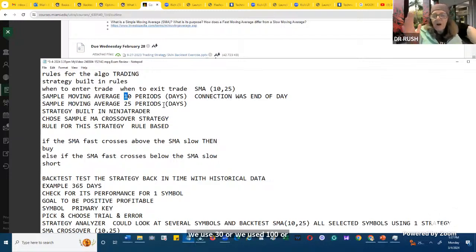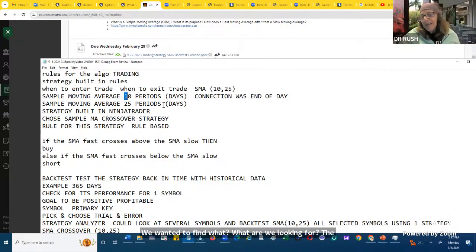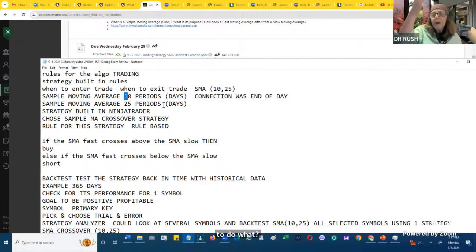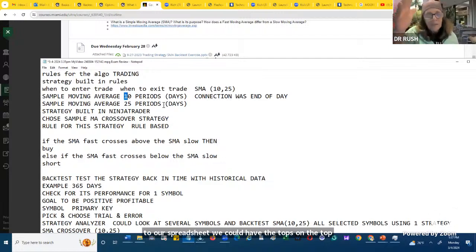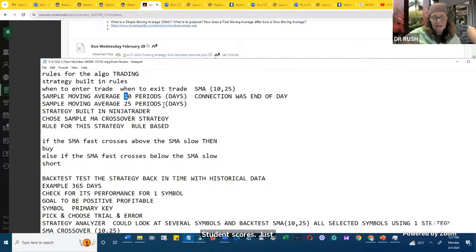And in this case, Audrey, what do we want to do? What are we looking for? The highest performance, the highest net profit. So we want to do what? We wanted it in descending order, so in our spreadsheet we could have the tops on the top, just like if I would say, in the next exam, I want to sort in ascending order, so I want to see what were my top student scores. It's the same idea.